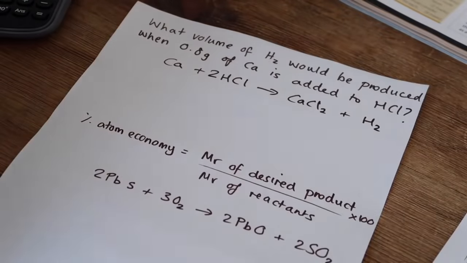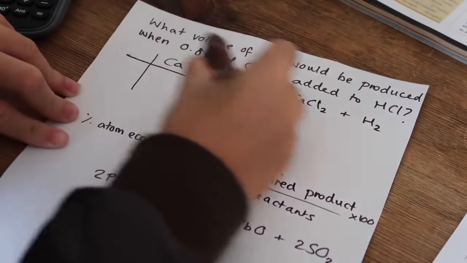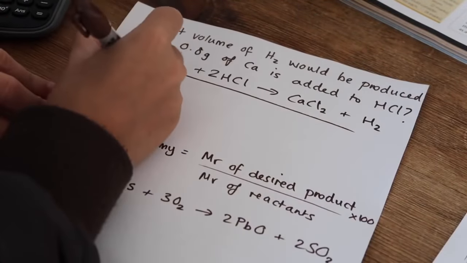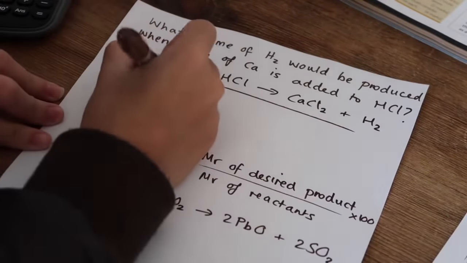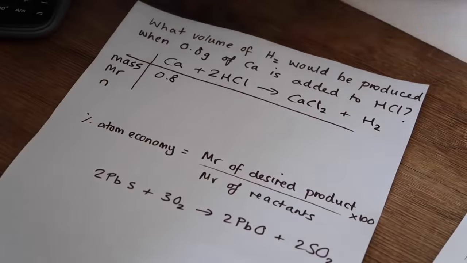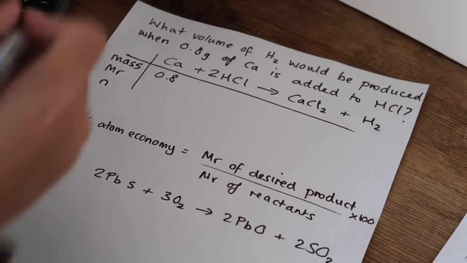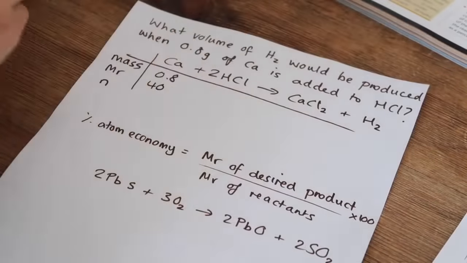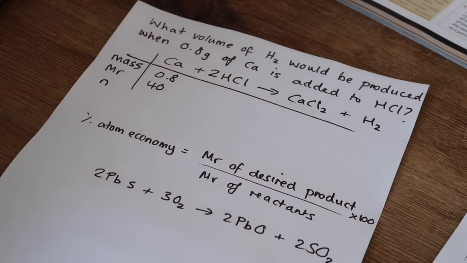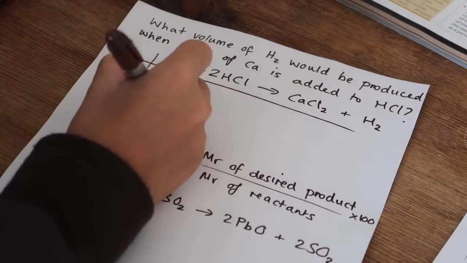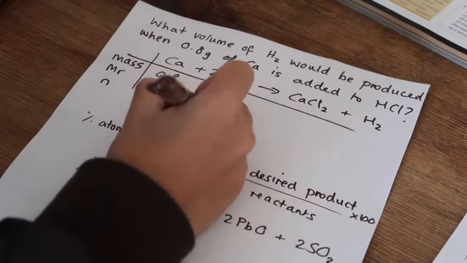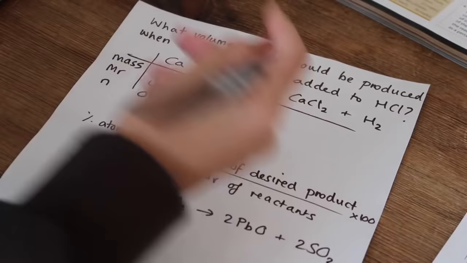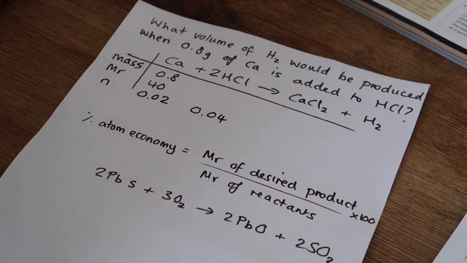So that's balanced. So we're going to lay it out as per usual, as a table: mass, MR, moles. We've been told we've got 0.8 grams of calcium. We want the MR of calcium, which is 40. So the number of moles is 0.8 divided by 40, which is 0.02. Let's look at that number. Right, it's a 2, so we need to double this. So we've got 0.04 moles of hydrochloric acid.